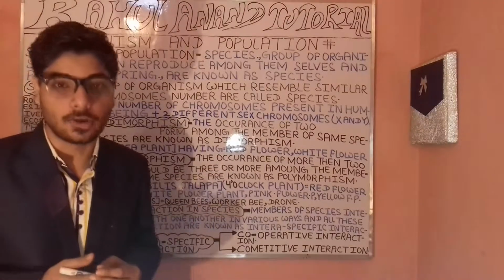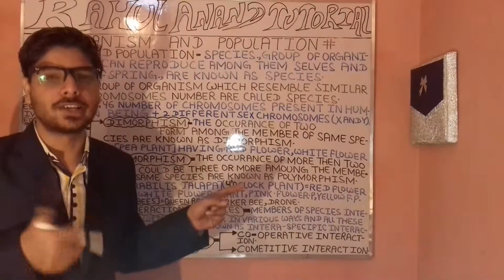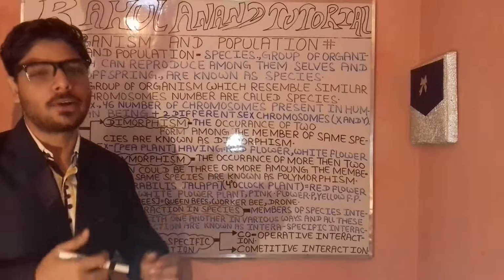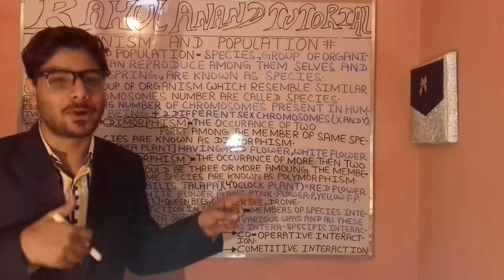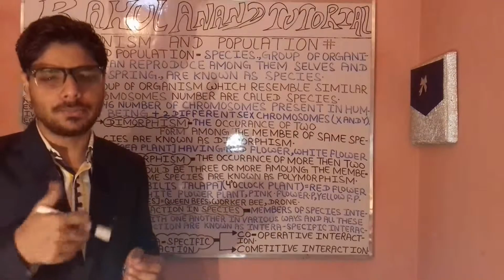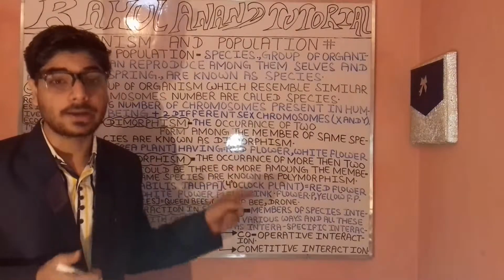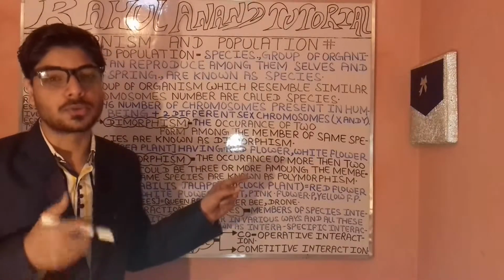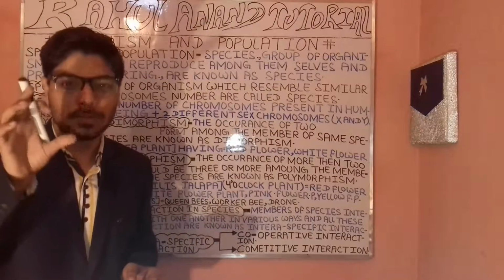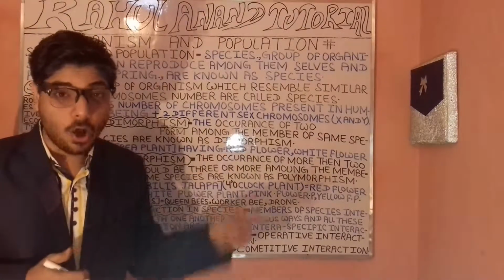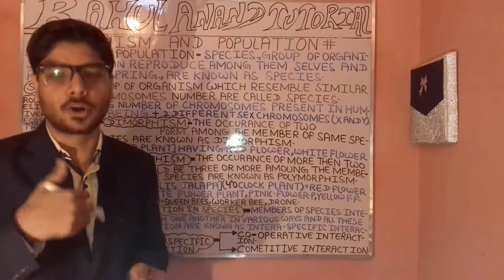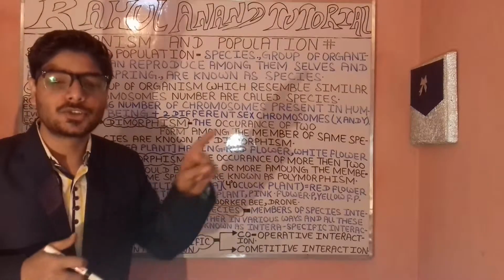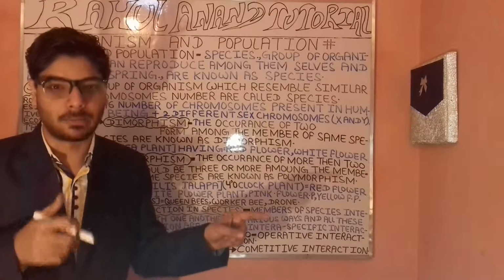For example, in the case of human beings, how many chromosomes do we have? We have 46 chromosomes, in which 44 are autosomes. Means all the other chromosomes apart from the sex chromosomes come under the autosomes.